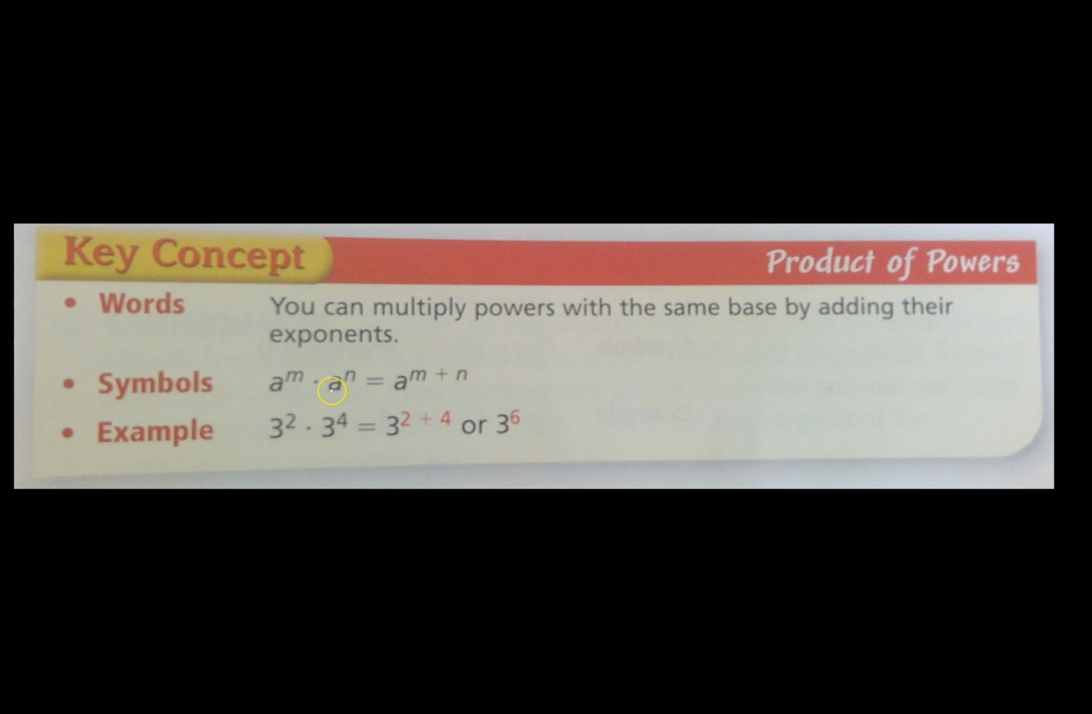So if I have a base of a, and I take m and n, I just add the two together. So 3 to the second power times 3 to the fourth power, I can change that to 3 to the 2 plus 4, which would make 3 to the sixth power. Fairly straightforward. If the base is the same, add the exponents.